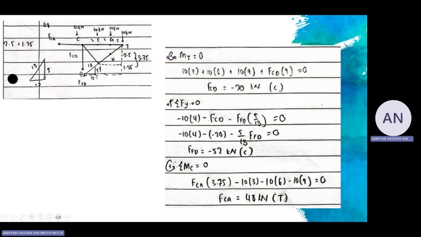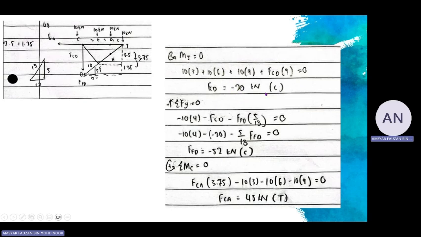So we continue the calculation. We assume counterclockwise is positive and the moment around point I is equal to 0. So 10 times 3 plus 10 times 6 plus 10 times 9 plus force CD times 9 is equal to 0. And we get FCD equals negative 20 kilonewton, a negative value.